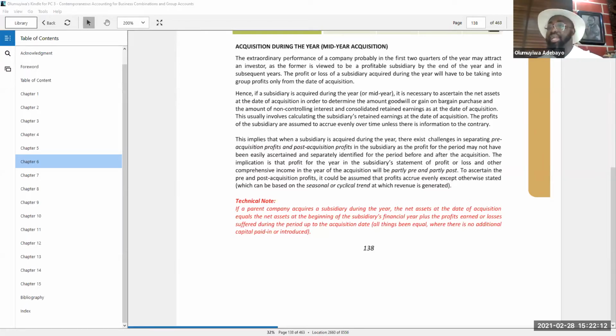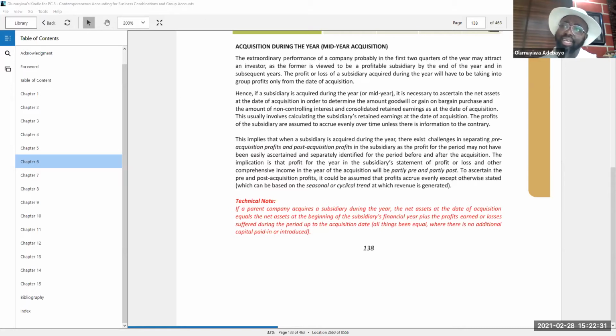How do we go ahead in splitting reserves into pre-acquisition reserves and post-acquisition profit or losses? And we'll end by looking at a practical illustration to end our discussion for the day. Okay, and that's what we're going to do.